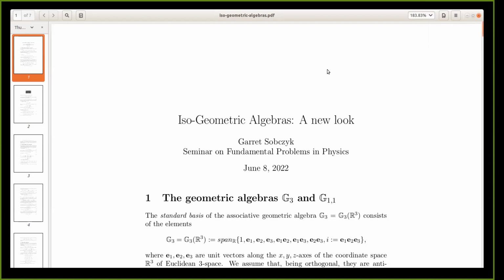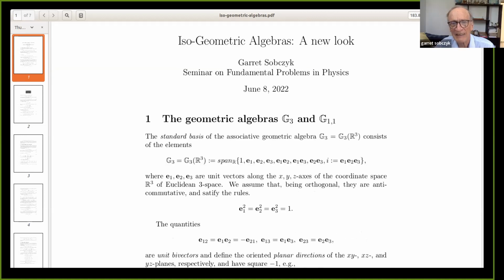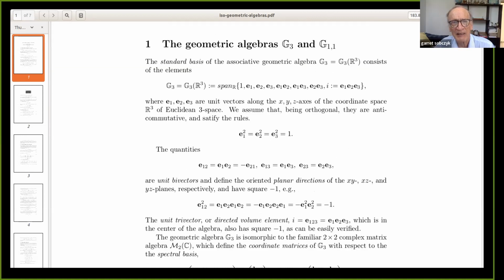Anyhow, Dr. Sobczyk, did you have a plan to summarize your presentation? Well, I think that, again, I've only looked at the geometric algebras G11 and G3, but the ideas are much more general and can apply to any geometric algebras. That's the interesting thing with geometric algebras.